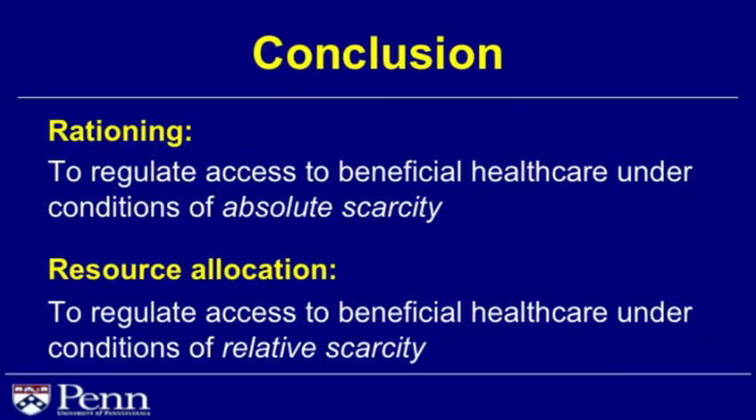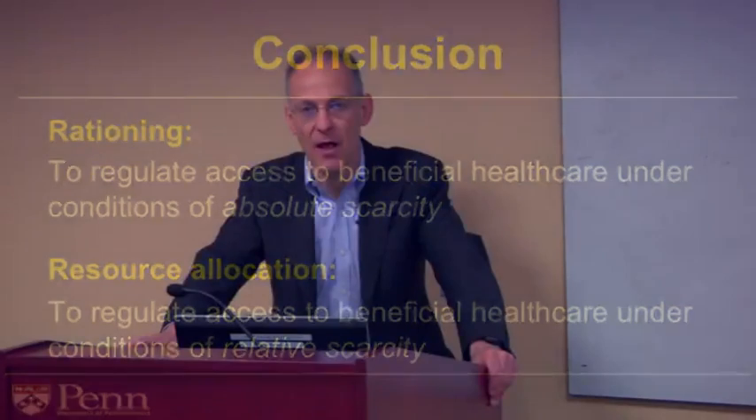So let's summarize. Remember, rationing is to regulate access to beneficial health care under conditions of absolute scarcity. That means that the medical service itself, the medical resource, whether it's organs or drugs or dialysis machines or respirators or hospital rooms, they are in short supply, and you simply cannot solve the problem at this moment. You must choose which patients get it.